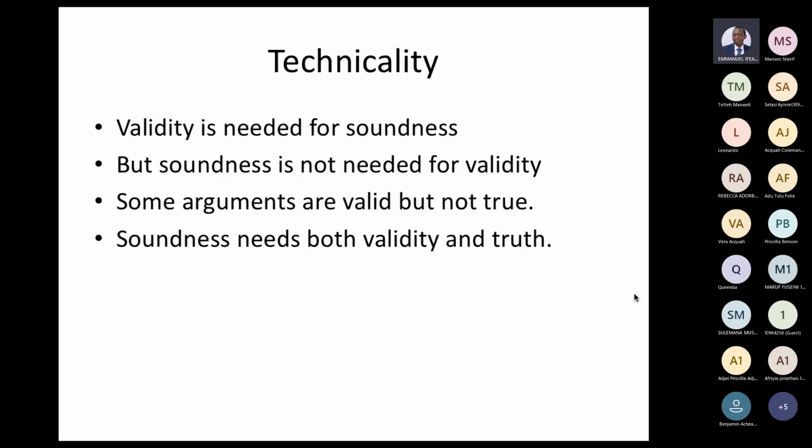Now, this is a technicality. Validity is needed for soundness, because soundness needs both validity and truth. But soundness is not needed for validity. So validity can do without soundness. Validity can stand on its own. Some arguments are valid but not true. On the other hand, soundness needs both validity and truth.